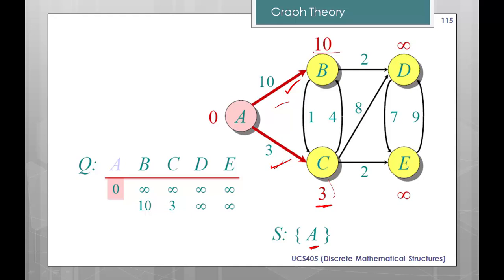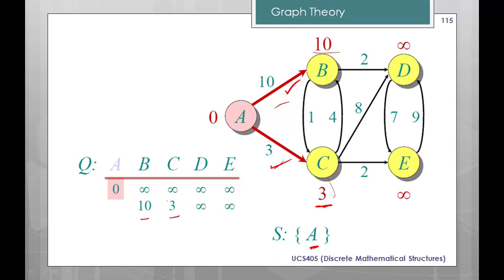So the adjacent nodes of A are B and C. Update the weights of those adjacent nodes in the table. A to B distance is 10. A to C distance is 3. Moving further, prior to that, we have to decide which one node, out of all these nodes, has the very least value, meaning minimum weight. With the minimum weight we can proceed further.